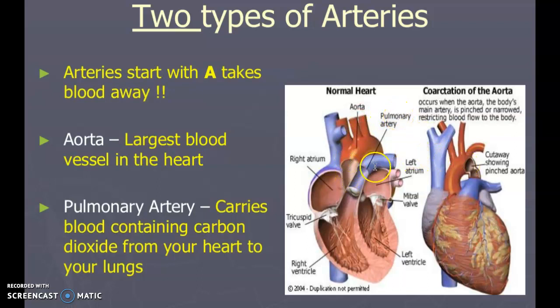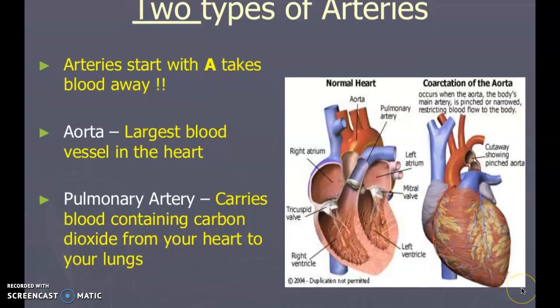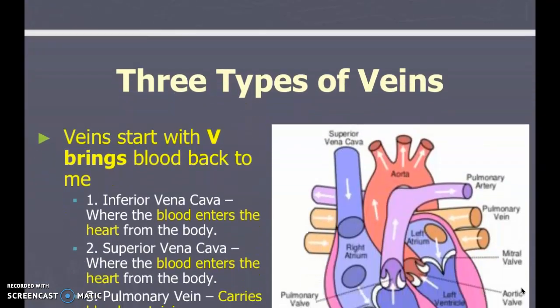Another important artery attached to your heart is called the pulmonary artery. Anytime you hear the word pulmonary, you should think of your lungs. That's what the word pulmonary refers to. So the pulmonary artery is going to carry blood that is low in oxygen and is high in carbon dioxide from your heart to your lungs, so that your lungs can exhale, or you can breathe out that carbon dioxide, and then you can pick up oxygen, and that oxygen-rich blood can return back into the heart to be pumped out to the rest of the body.